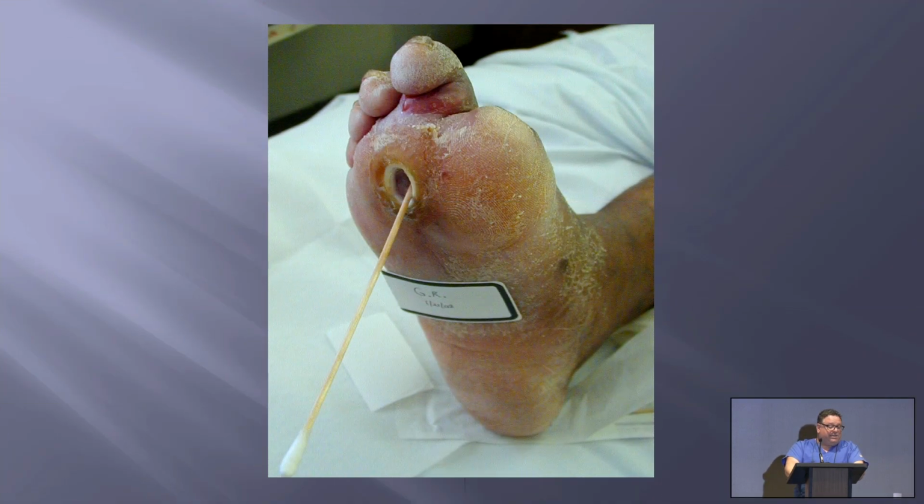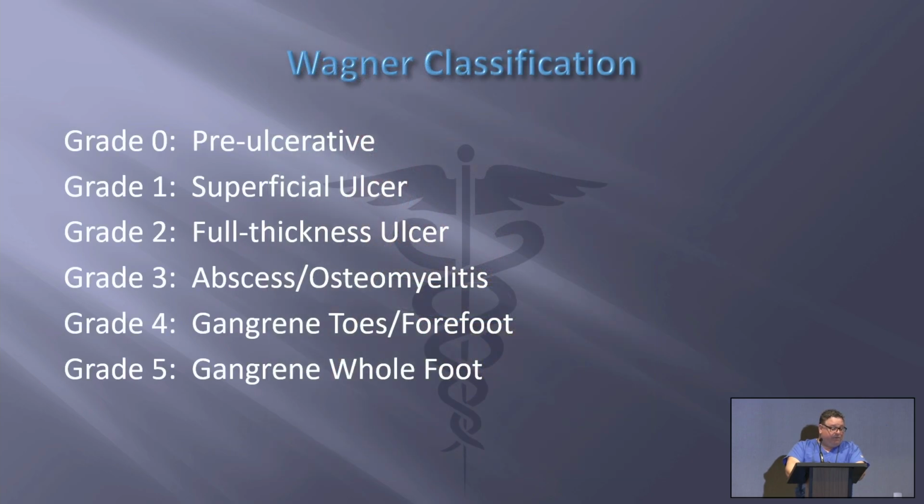So once again, this is what we're trying to avoid. Once again, that's a second metatarsal head lesion, but in this particular patient, obviously now we have a probing ulcer down to bone, and we can see obviously with the edema and erythema of the second toe that this is a surgical problem, and that's what we're trying to avoid.